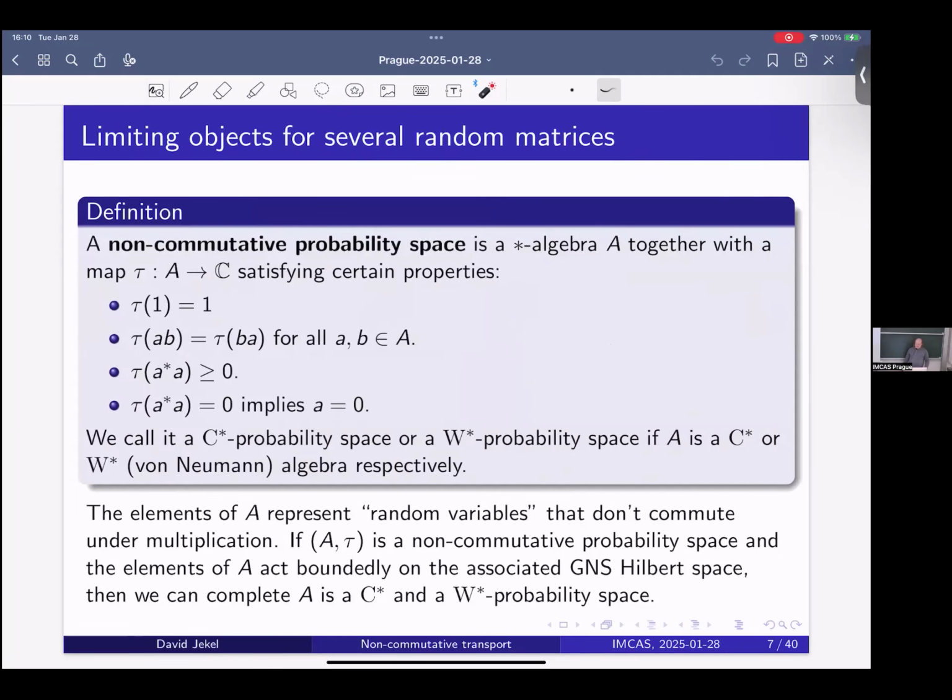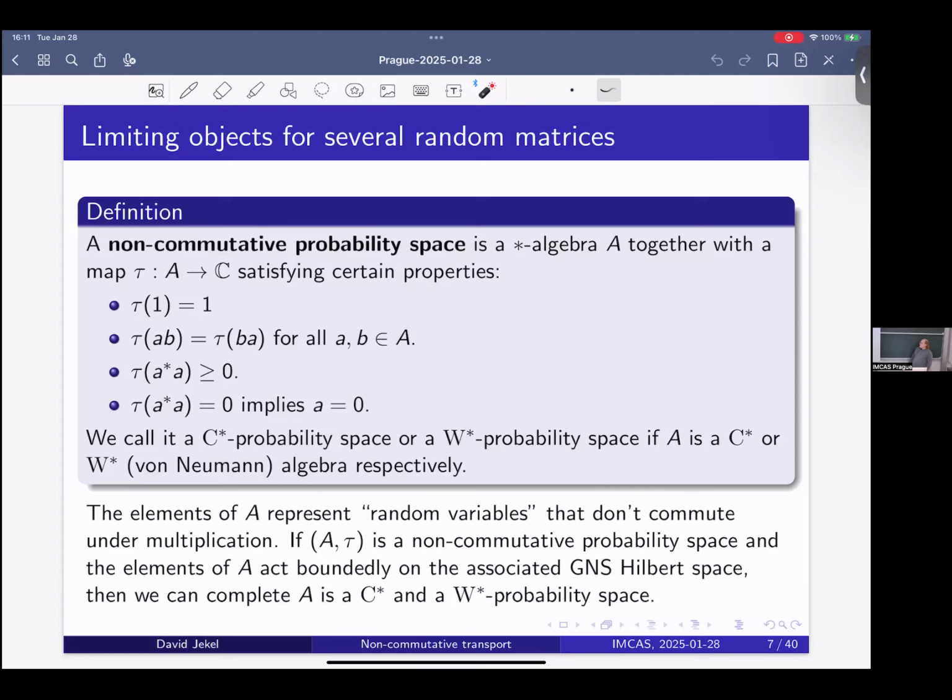Okay, so this leads to the definition of a non-commutative probability space. And these are the axioms that you want to have. You have some star algebra, which means it has addition, multiplication, and a star operation that has the same properties as the adjoint. And then you want to study a tracial state on it. The tracial state is a linear functional. It maps 1 to 1. It satisfies trace of AB is trace of BA. That's the traciality part. And then you have positivity, like trace of A star A is non-negative. And the last condition would be called faithfulness: if the trace of A star A equals 0, then A has to equal 0.